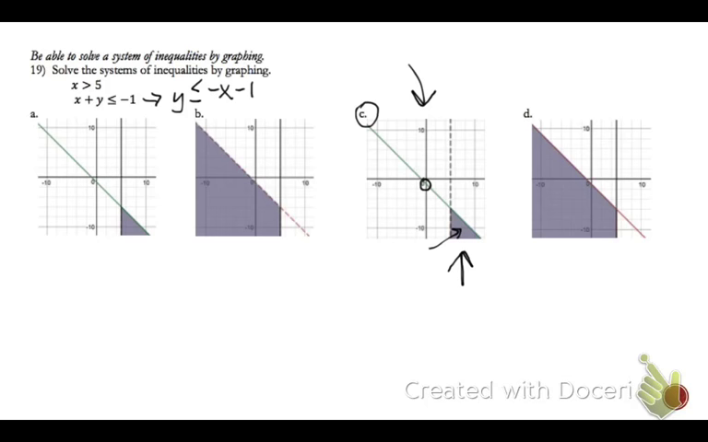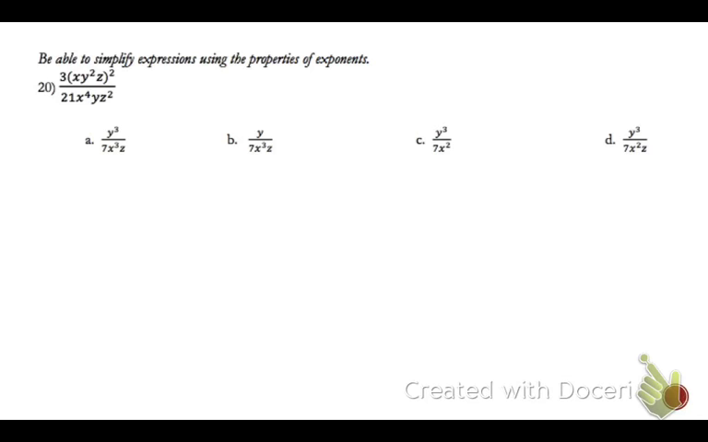And now let's finish up looking at number 20. So we are moving on to properties of exponents. We want to simplify this expression. So first let's look at our numerator and denominator, and then we'll look at them together. So I need to square everything in this parentheses. So x squared, y squared to the second power will be y to the fourth, and then z squared. And then I'm just going to rewrite my numerator.